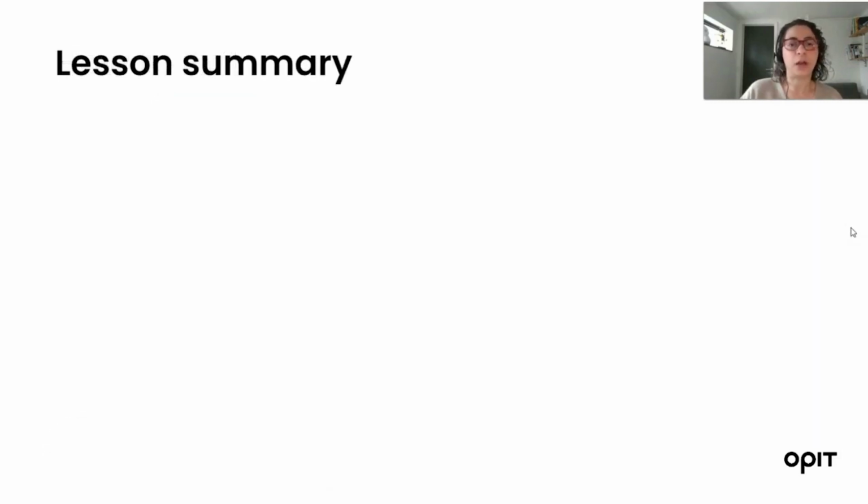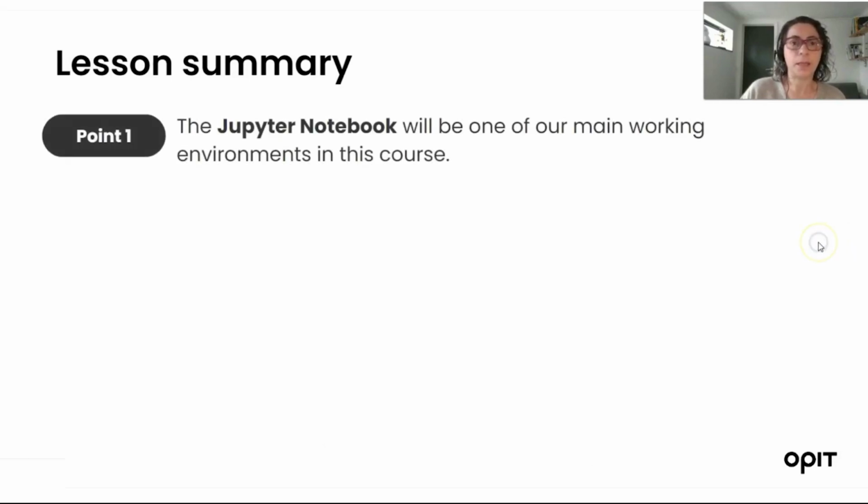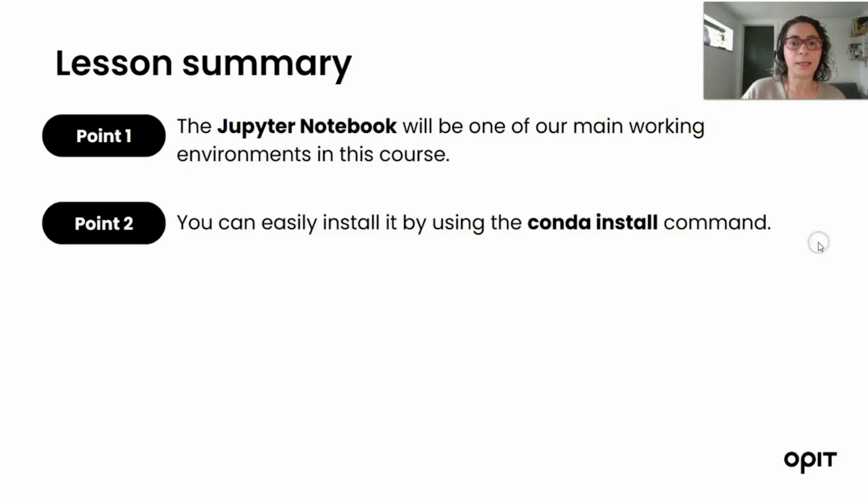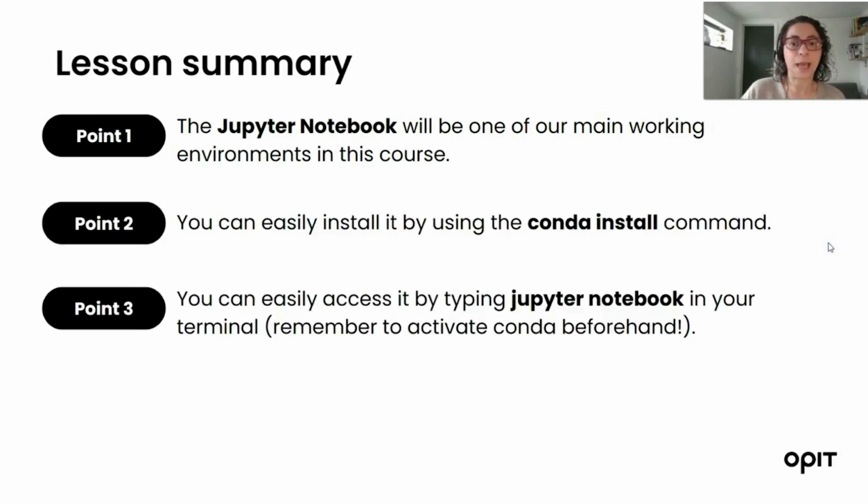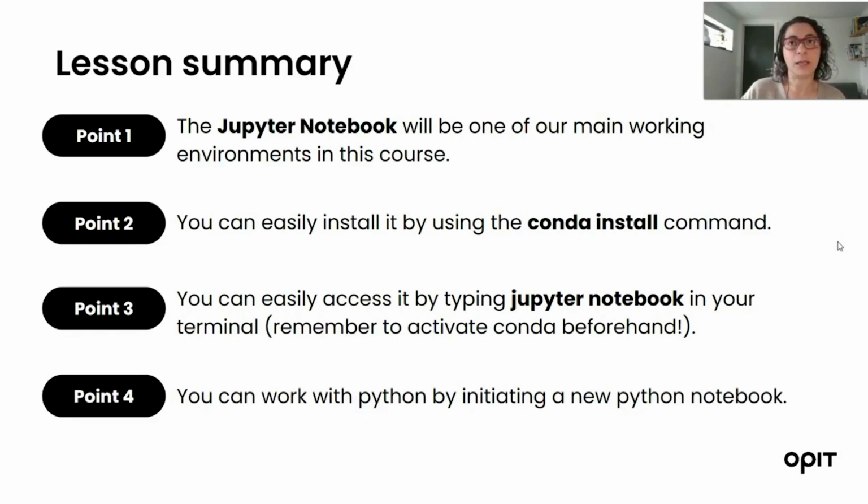That was all for the Jupyter Notebook, which will be one of our main working environments in this course. In this video, we saw how to install it using the conda install command and how to easily access it by typing jupyter notebook in your terminal. Remember that you need to first activate Conda in order for Jupyter Notebook to work. Once you have accessed Jupyter, you can work with Python by initiating a new notebook. Or you can continue previously started work by opening an existing notebook from your local folders. We will see more about Jupyter Notebook and how to use it as we move forward with the Python language in the following videos.